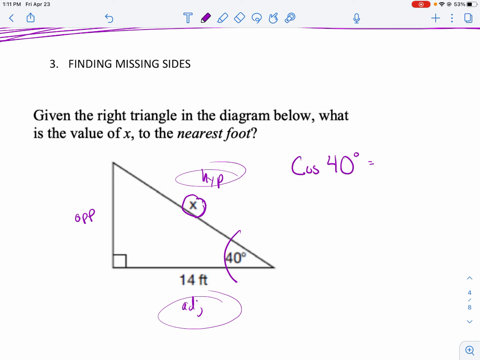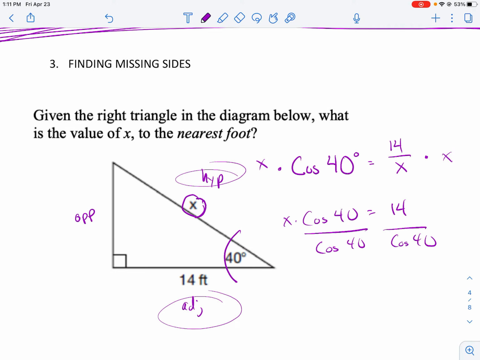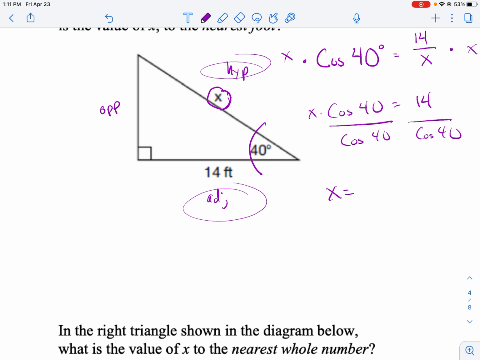So the cosine of 40 degrees is equal to 14 over x. What am I trying to find here again? Yes, very good. In order to solve this, I'm going to multiply both sides by x. So I get x times the cosine of 40 equals 14. Divide by the cosine of 40 on both sides. You get x is equal to 14 divided by the cosine of 40. Make sure your calculator is in degree mode.